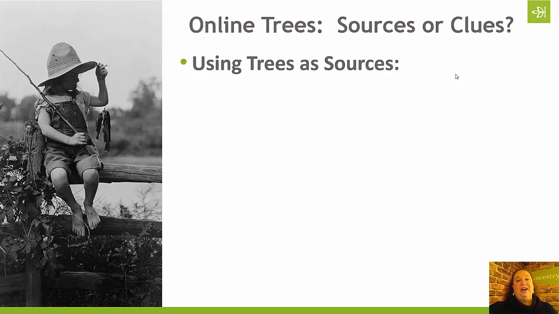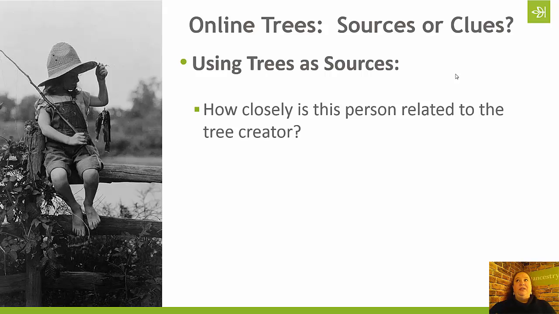Okay, let's move on then to talk about using trees as sources, which is also perfectly acceptable. As a matter of fact, one of the things that you should keep in mind is that if you are copying information from a tree, that is your source, right? And so you want to make sure that you do cite it as such. That's one of the reasons why when information is copied from one tree to another on Ancestry, we add the source citation of Ancestry online trees, because we want to make sure that you and others who visit your tree have a path back to the original information as often as possible.